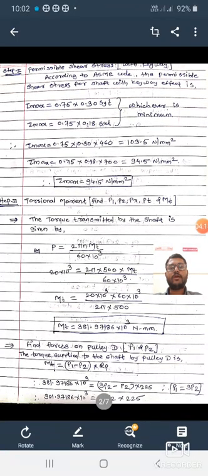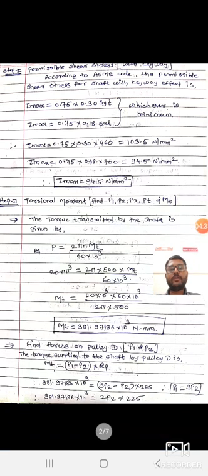Second step is to find the torsional moment MT. For that purpose, we have to find out P1, P2, PR, PT and MT. So we know that the power transmitted by the shaft is given by P equal to 2 pi N into MT upon 60 into 10 raised to 3. Let us solve this equation by putting the values of N and P. We got the answer for MT, that is torsional moment, equal to 381.97186 into 10 raised to 3 Newton mm.